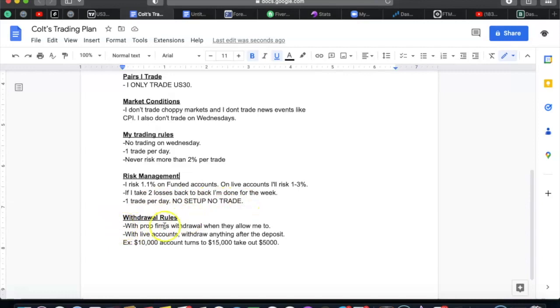Withdrawal rules. With prop firms, I'll withdraw when they allow me to. With live accounts, withdraw anything after the deposit. So if I have 10K in my account and I turn it to $15,000 in a week, I'm going to take out $5,000. Now let's go to the next step.